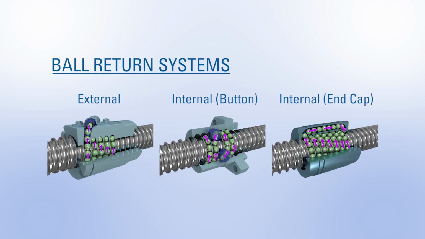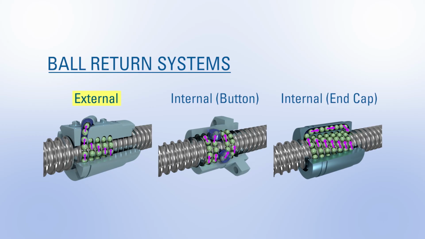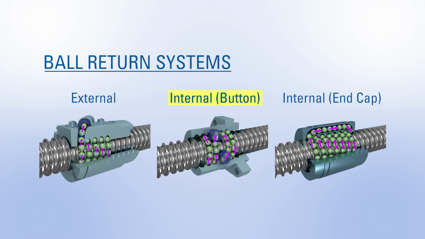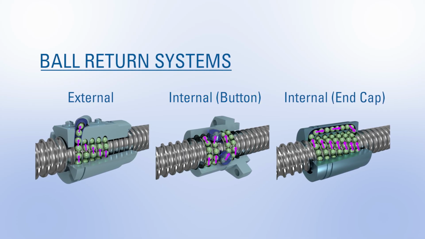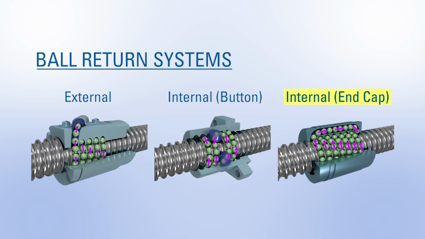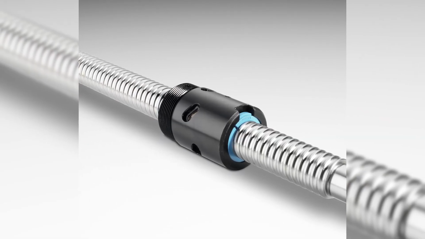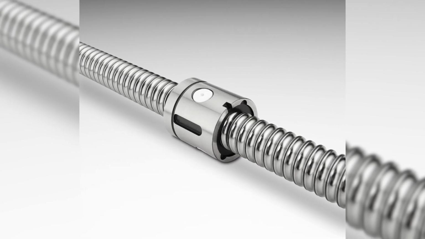Common return types include external return tubes that are typically used in inch screws and are cost-effective and easy to install, maintain, and repair. Internal button return systems that are very compact with no external radial protrusions, creating less noise and vibration. Or internal end cap returns that are used on high lead screws and are also compact with low noise and vibration. Environmental resilience is another factor that could impact ball screw selection. Standard wiper kits are available and protect the assembly from contaminants and contain lubrication. Many options are also available for materials and coatings that withstand different environmental conditions.